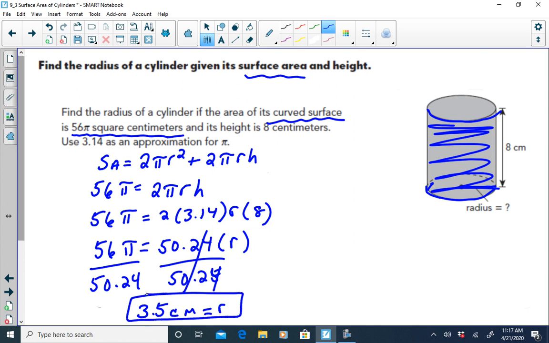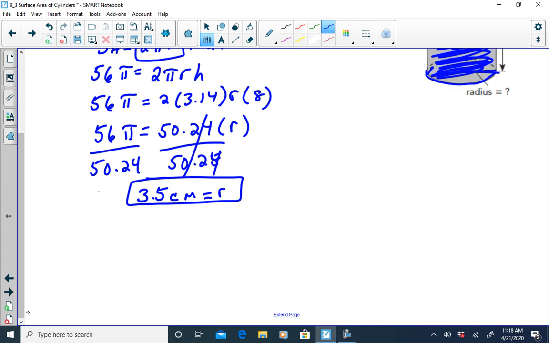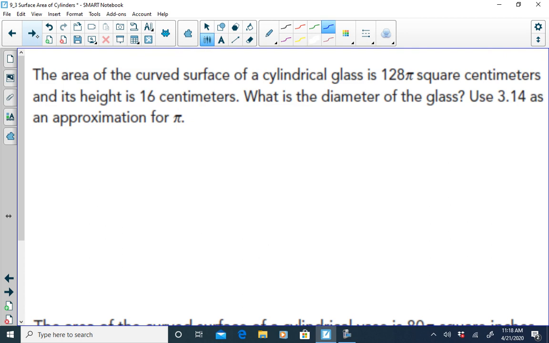All right. So the problem there was that if we're given the area of its curved surface, and we should probably word that a bit better there, the area of the curved surface would be the lateral area. And that's why we don't have to use this measurement here, because the 56 pi does not include the area of the two bases. All right, let's try another one.